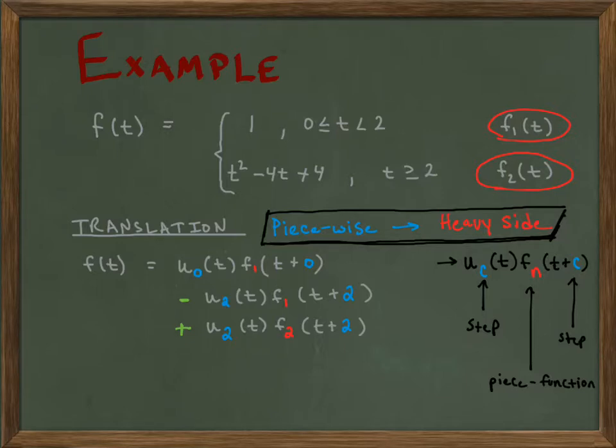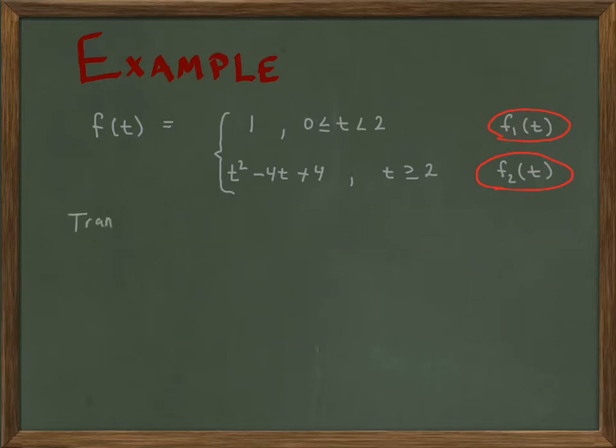To actually translate it, it's u sub c, or u step 2 of t, times f sub n, which in this case is our second individual function of our piecewise, all times t plus the step, which in this case is 2. So at 2, that's when that step happens. That's when we add it in. So we translated it, but now we need to transform it. We need to get our solution.